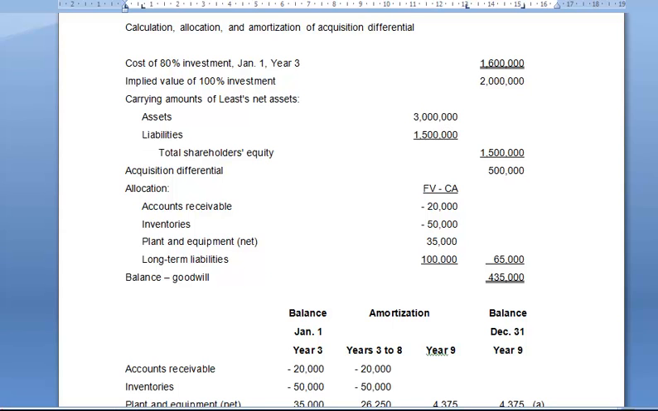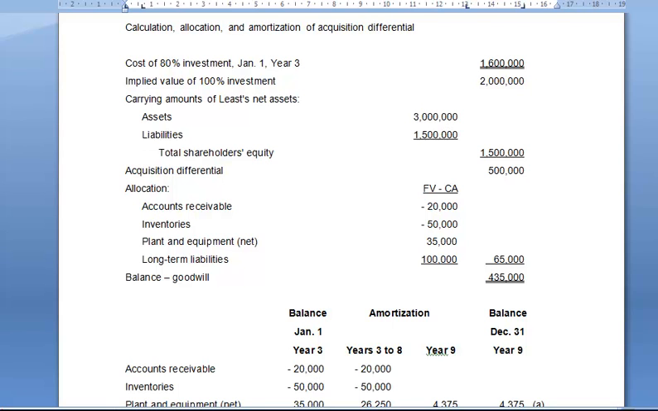Hi folks, welcome to this recording which allows you to practice the preparation of consolidated financial statements when there are intercompany sales over and above just that of dividends. So we're looking here at intercompany sales and any intercompany transactions between the parent and the sub. So in this question, we have a requirement to prepare a consolidated statement of changes in equity.